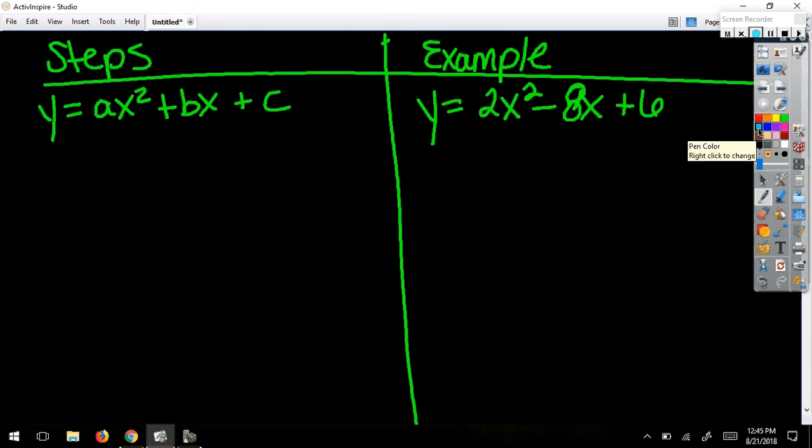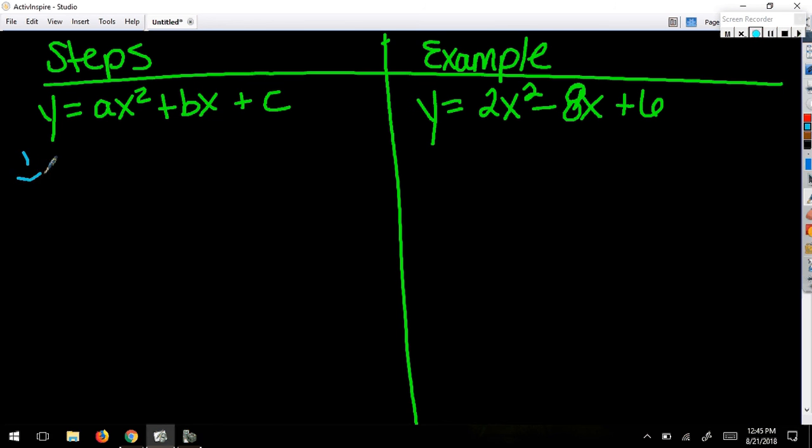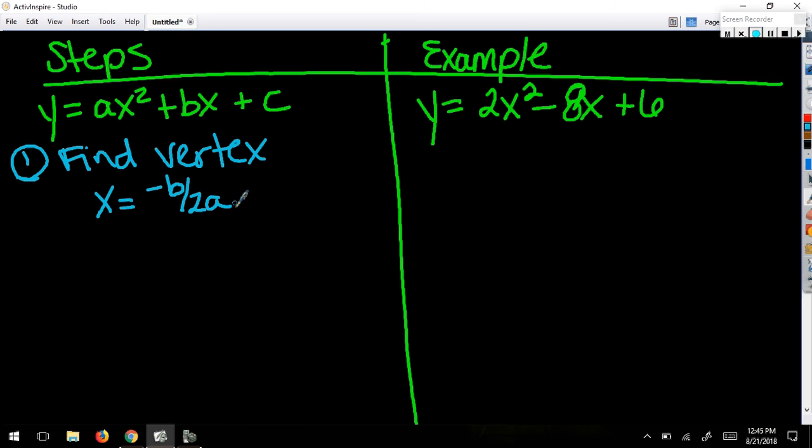First thing we want to do is find that most important point, which is the what? The vertex. All right, tell me how I find the vertex. What's the formula? X equals the opposite of B over 2A. Now that's half of my vertex. And then you plug it in, right? So I'm going to plug in to find y.